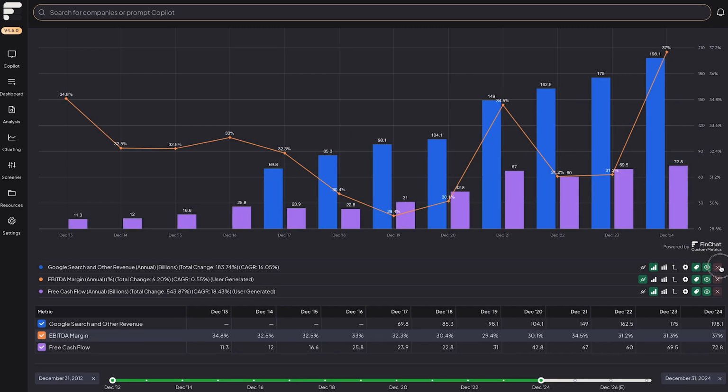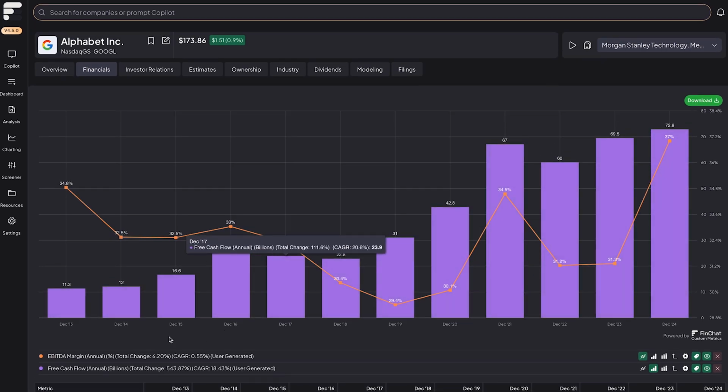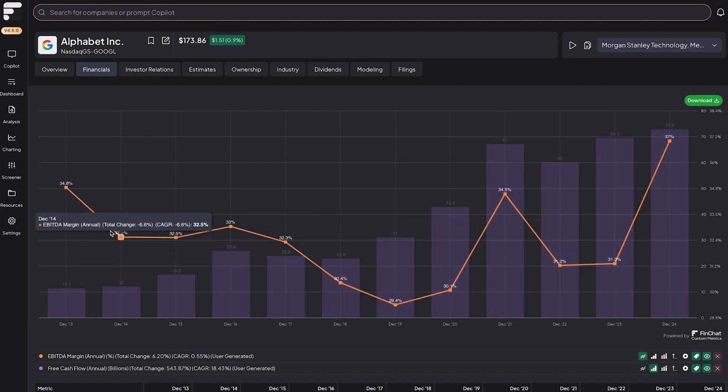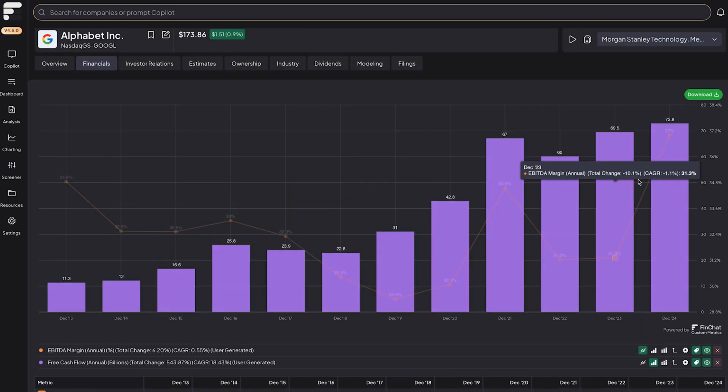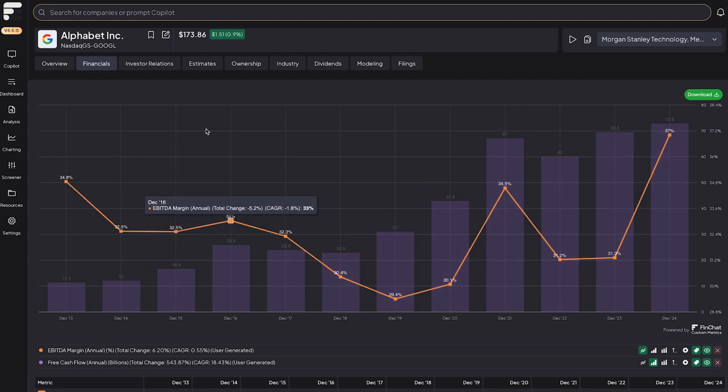Let me just cross off the other things. So in purple over here, you've got the free cash flow per share, and then the EBITDA margin is here in orange. And just having a look at it, the EBITDA margin is increasing over the last few years, and the free cash flow per share is in an uptrend as well. So Google looks really good in that sense.